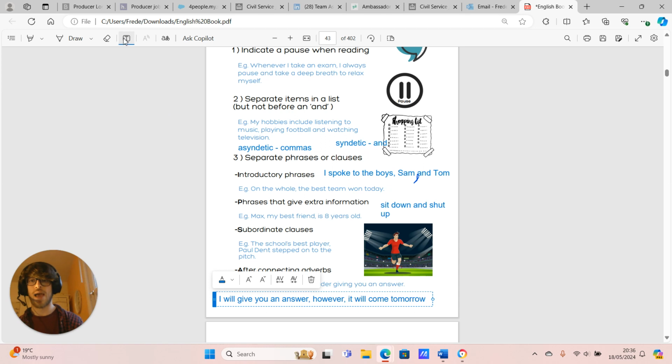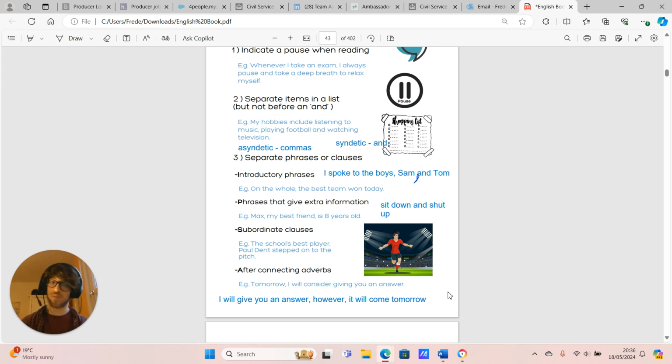Look at that sentence. However, it's the same kind of word in this sentence as tomorrow is in this one. They work as adverbs, right? They talk about giving the answer, or it will come. It will come. However, it will come. It will come. However, tomorrow. You see how that works?